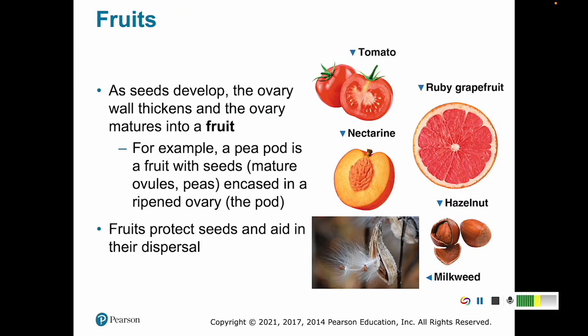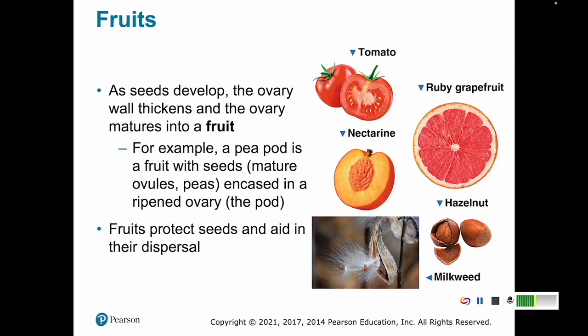Then angiosperms have fruits. So as a seed develops, the ovary wall will thicken and the ovary matures into a fruit. So if you've ever grown tomatoes or anything in your garden, you may notice first it gets flowers, and then those flowers ripen, they mature into a fruit. So if you were to look at a pea pod, it's a fruit that has seeds in the middle of it. Those peas are the mature ovules, and they're encased by the ripened ovary or the pod.